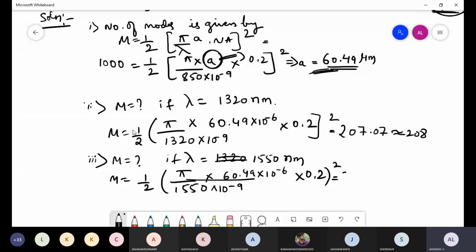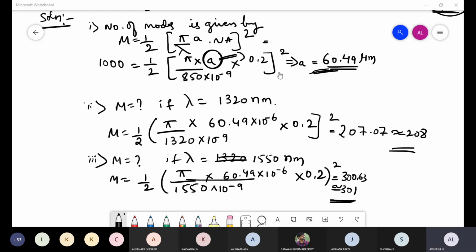So here, 300.63. You can approximate it to 301. Okay, this is the answer. The only thing you need to remember is the formula, and write the answers properly.